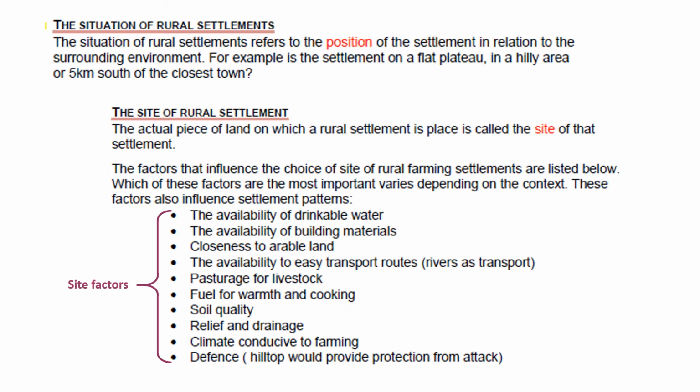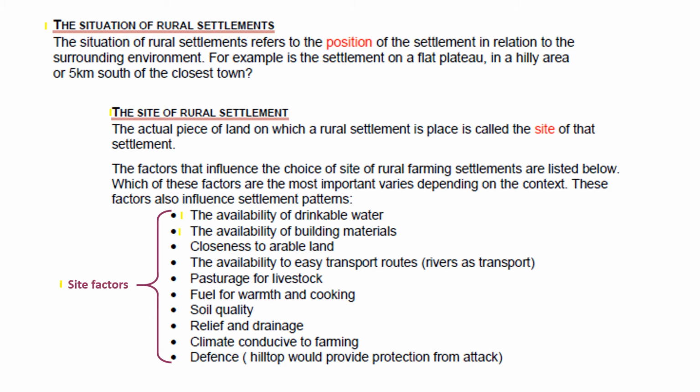Now, the site of a rural settlement, this is more to do with the actual reason why the settlement started in the first place. We call these site factors. And the site factors are these as listed here. The availability of drinking water. You must imagine this as somebody arriving in a place and deciding, all right, this is where I'm going to stop and this is where I'm going to stay. So we have to have drinking water. Humans cannot live without available drinking water.